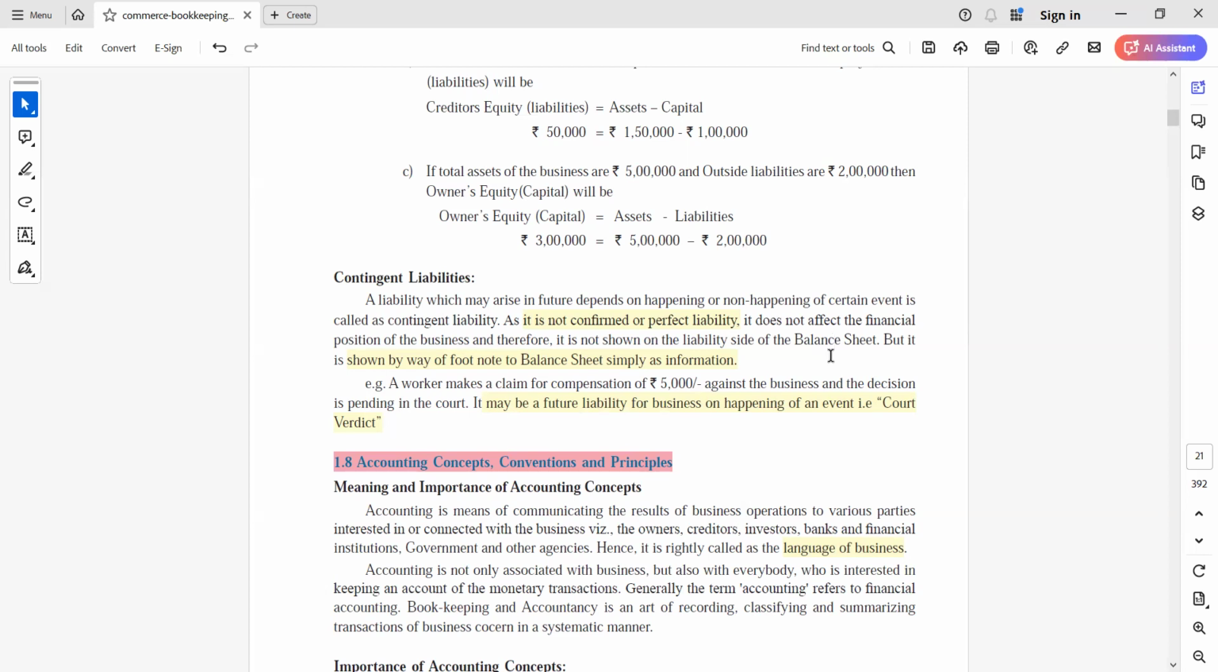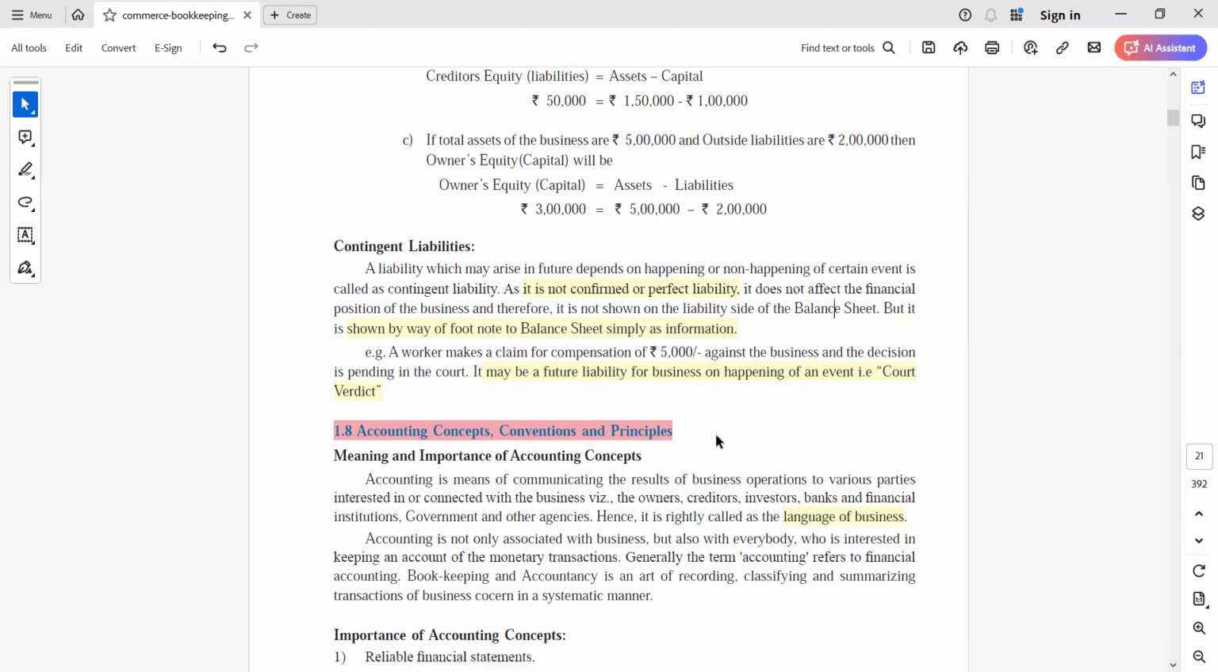A worker makes a claim for compensation of 5,000 against the business and the decision is pending in the court. It may be a future liability for the business on the happening of the event, the court verdict.